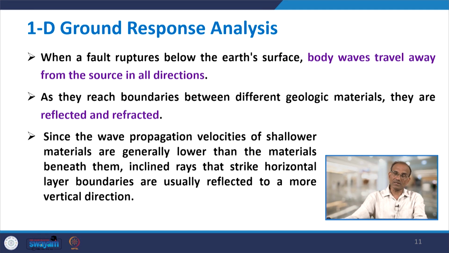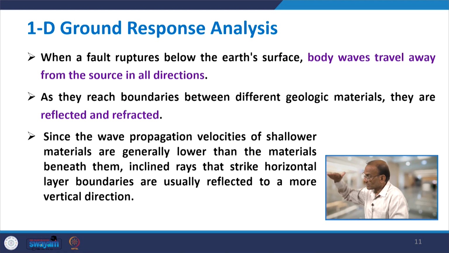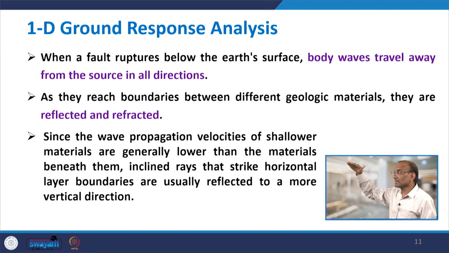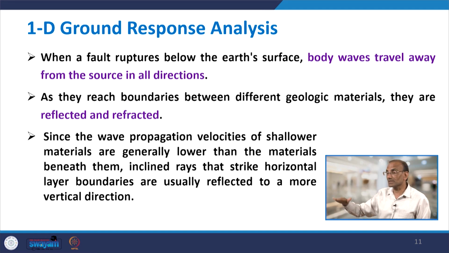When a fault ruptures below the earth's surface, body waves travel away from the source in all directions. So, if there is faulting, what will happen? The body waves will travel from the fault in all directions. As these waves reach boundaries between different geologic materials, they are either reflected or refracted. The wave propagation velocities of shallower materials are generally lower than those of the materials beneath them. So, normally you have one layer, second layer, third layer, and as we go deeper, the strength of the material is expected to increase.